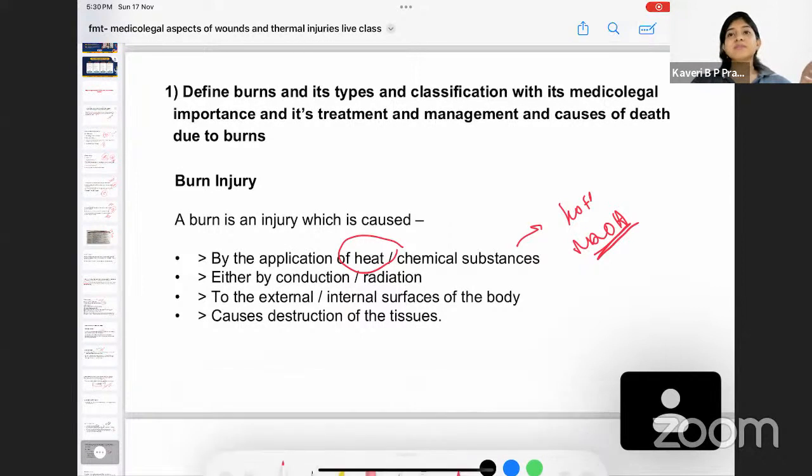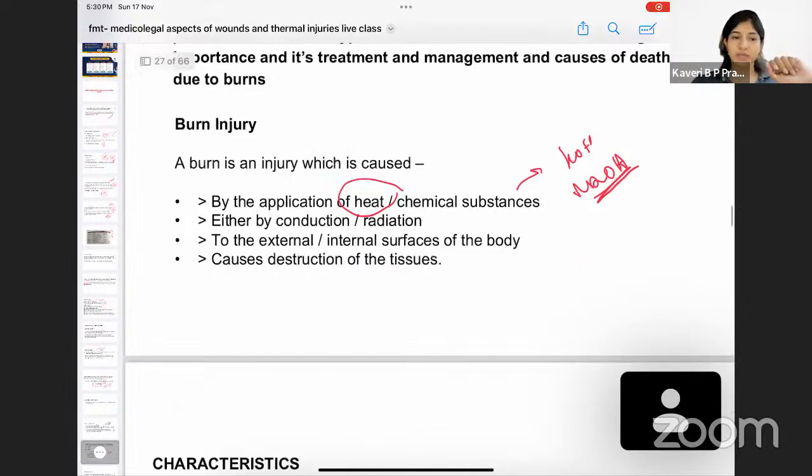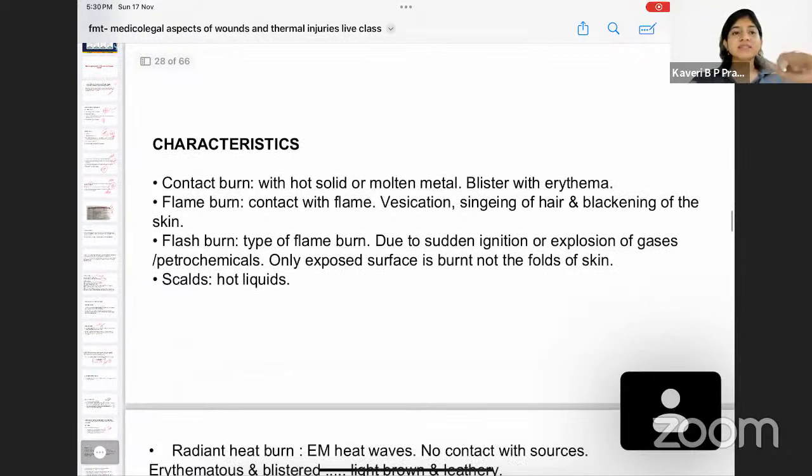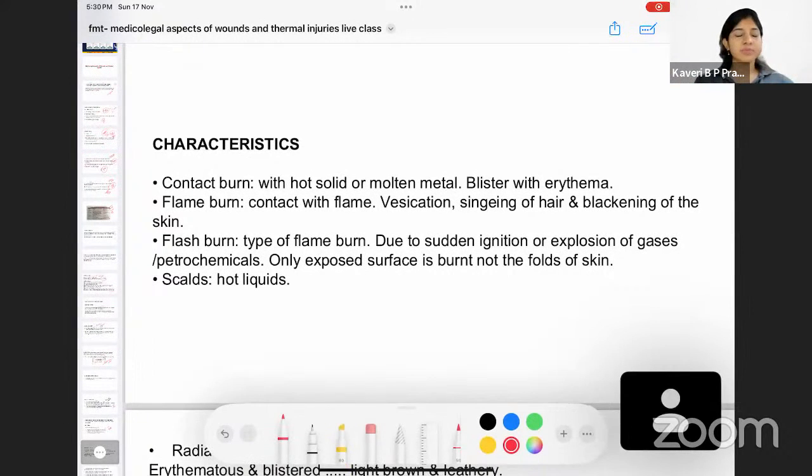And whenever there is burn injury, apart from the superficial injuries that you can see, there could be extensive soft tissue injury inside the body as well. Now, coming to the characteristics, there are different types. Okay, we have contact burn, we have flame burn, flash burn, and even scalds.